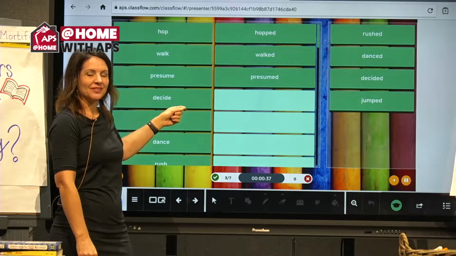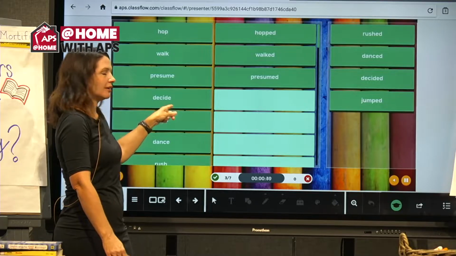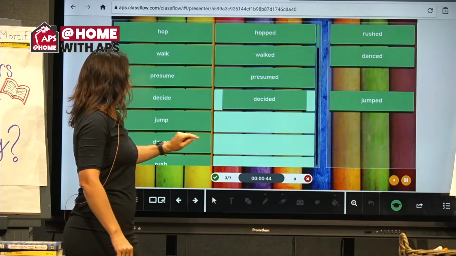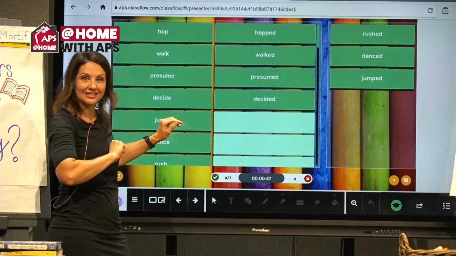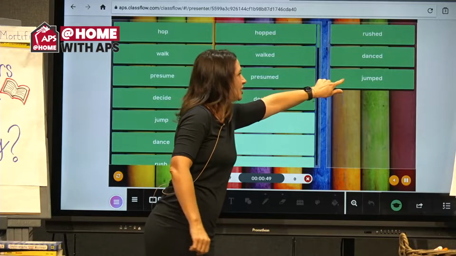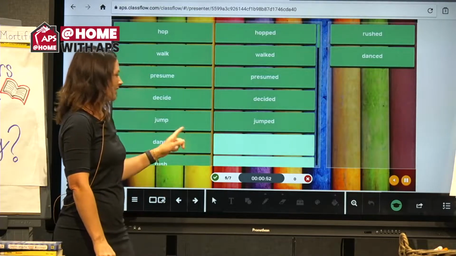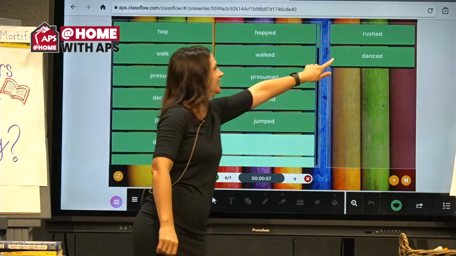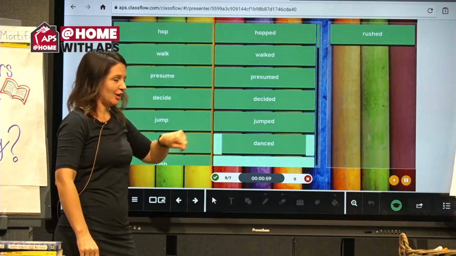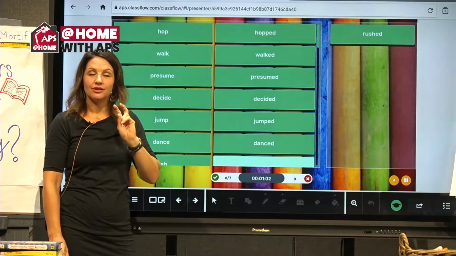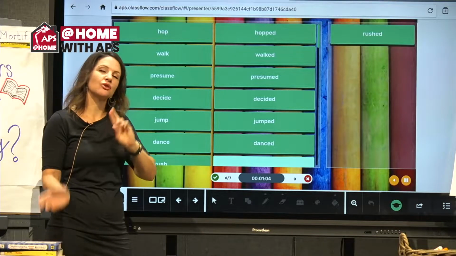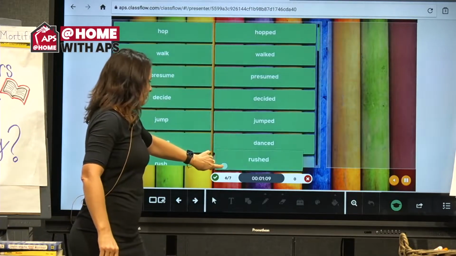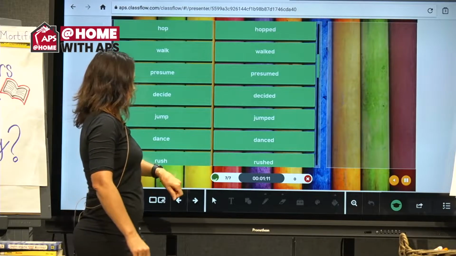Decide. There's also an E at the end of the word. Drop the E, add ed. Decided. Jump. There are two consonants at the end. That's an easy one. Just add ed. Dance. There's an E at the end. Drop the E, add ed. And our last word, rush. There are two consonants at the end, so we just add ed. Rushed. There we go.